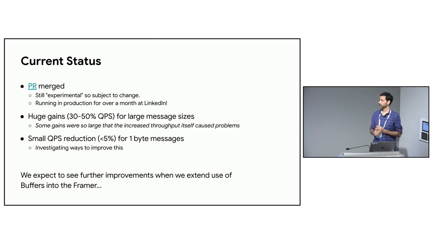The current status is that Paul's PR has been merged, and it's been running for a while now in production at LinkedIn, and we are seeing huge gains for large messages. We're also seeing a little bit of regression for smaller messages. We are still investigating ways to overcome that. And Ricardo has been doing a bunch of work, which once that gets merged, we hope to see even better performance.